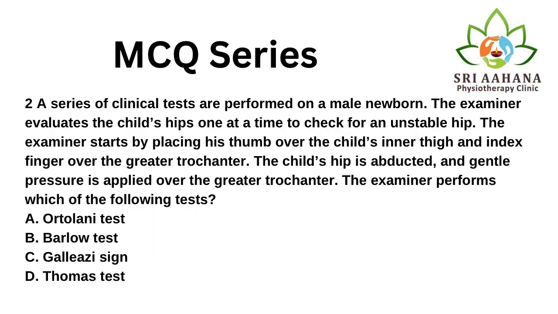A series of clinical tests are performed on a male newborn. The examiner evaluates the child's hips one at a time to check for an unstable hip. The examiner starts by placing his thumb over the child's inner thigh and index finger over the greater trochanter. The child's hip is abducted and gentle pressure is applied over the greater trochanter. The examiner performs which of the following tests? A. Ortolani test, B. Barlow's test, C. Galeazzi's sign, D. Thomas test.